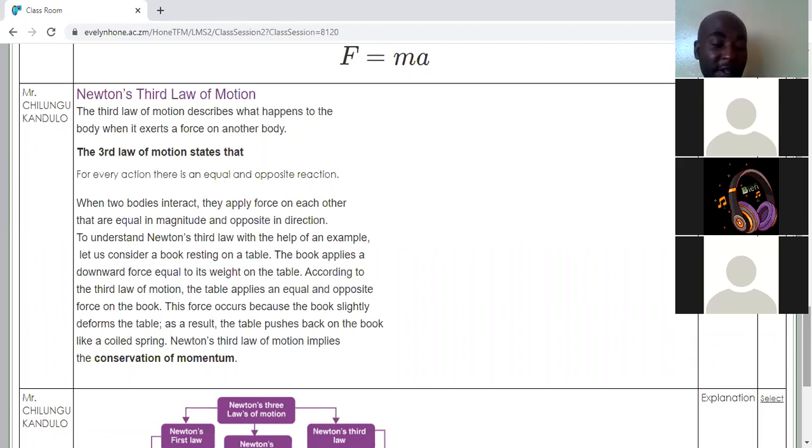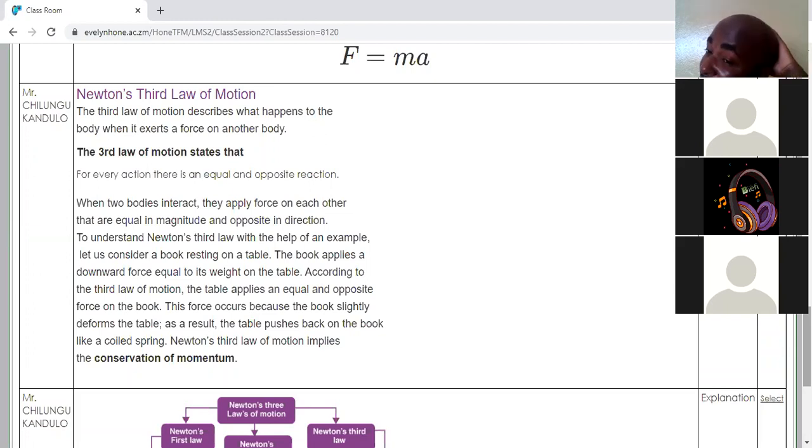That force, if a table is flat, like our flat tables that are there, that force is going to be equal to the normal force. I'm sure you remember in your grade 12, you defined the normal force.